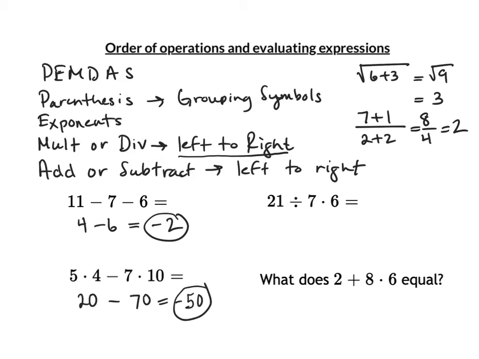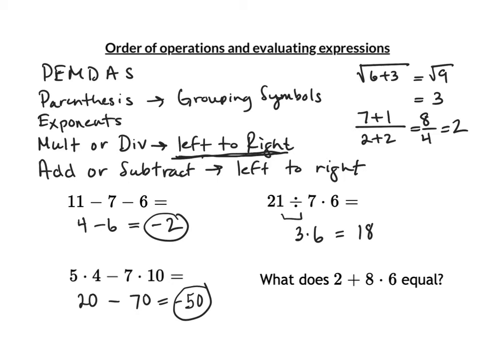Next one, 21 divided by 7 times 6. Again, when I divide and multiply, I don't multiply first. I don't divide first. I do them left to right. So because the division, starting at the left and going to the right, is first, I'll do 21 divided by 7, which is 3. And now I can do that 3 times 6, and I get 18.